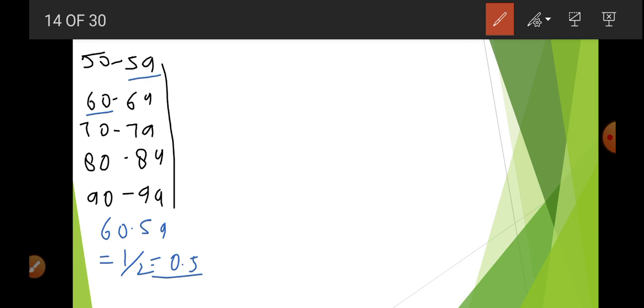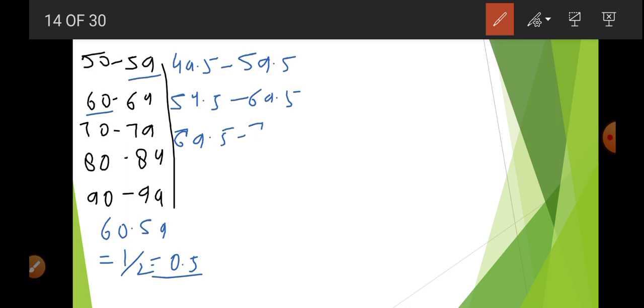So that is, it becomes 49.5 to 59.5. Now 59.5 to 69.5.